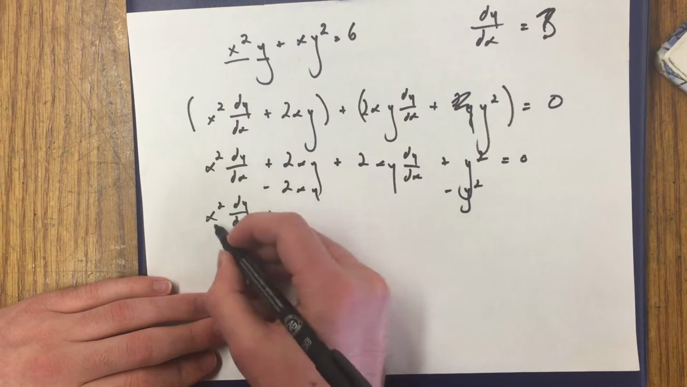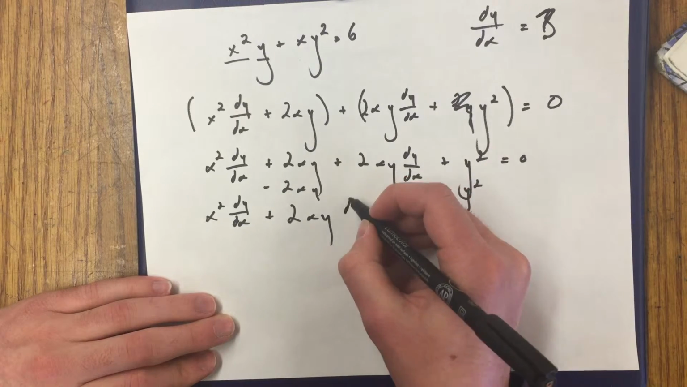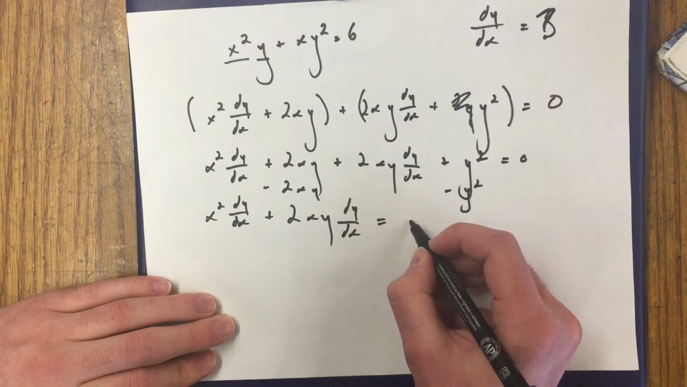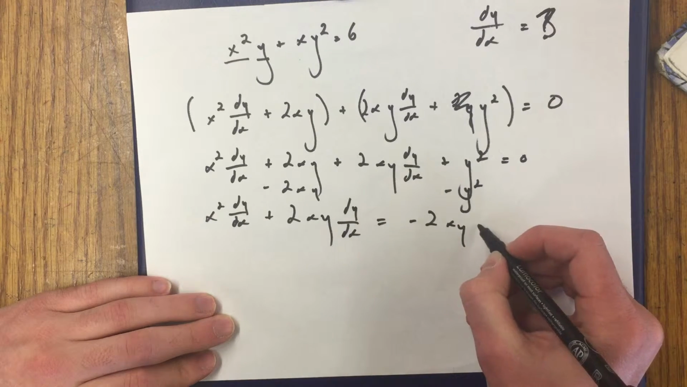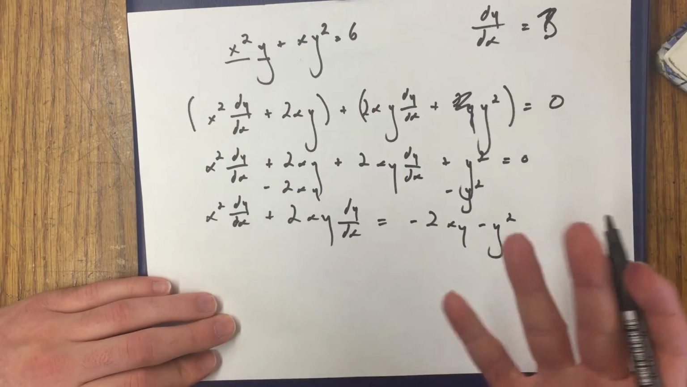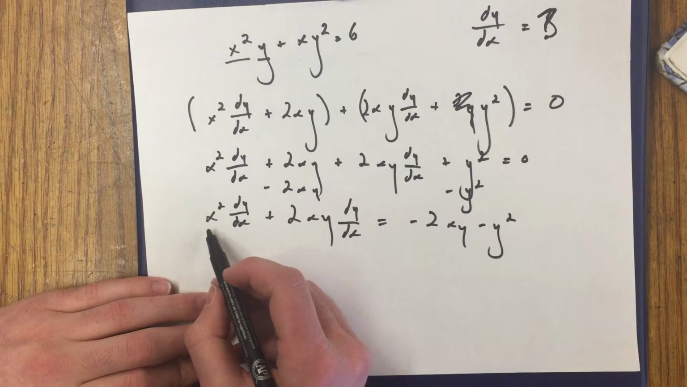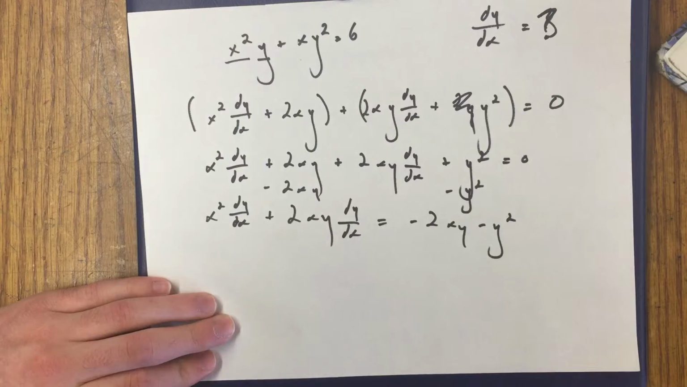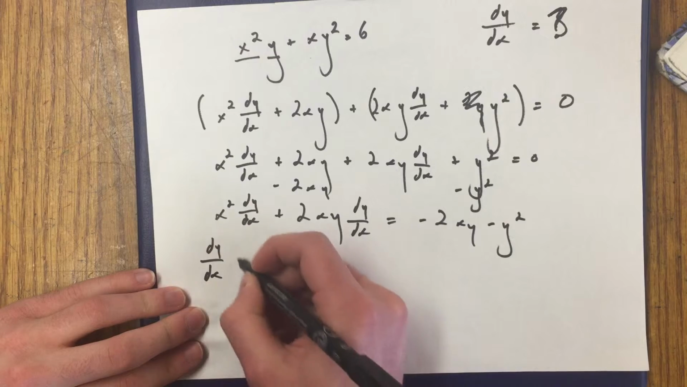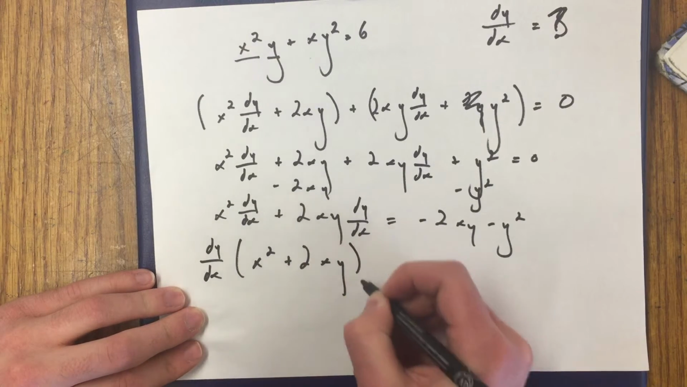So we're left with x squared dy/dx plus 2xy dy/dx on this side equals negative 2xy minus y squared. And we're still trying to get dy/dx on its own, right? So we're going to factor out a dy/dx out of this side. So we're going to be left with dy/dx times x squared plus 2xy on that side.